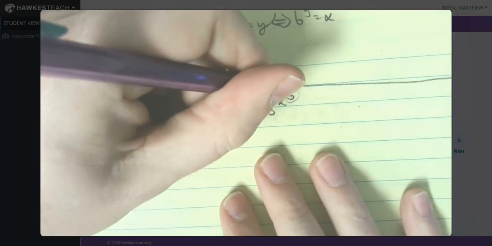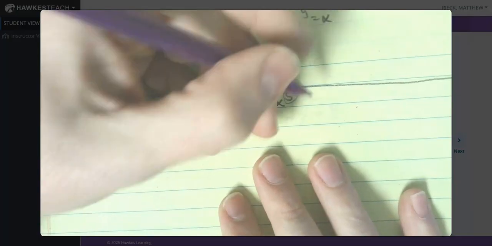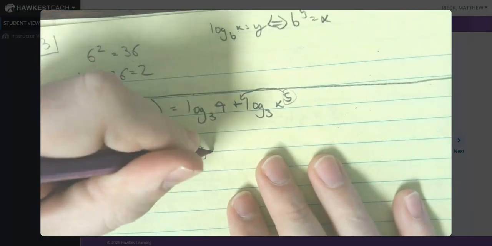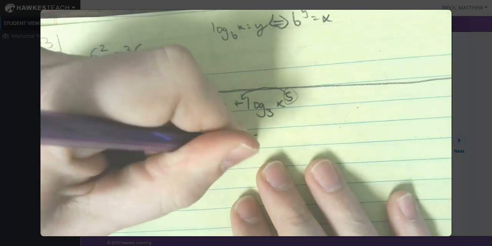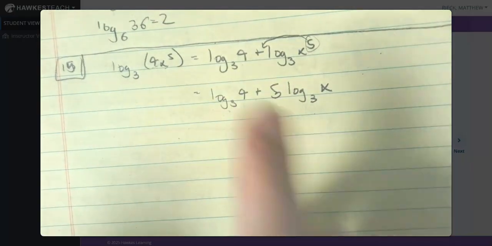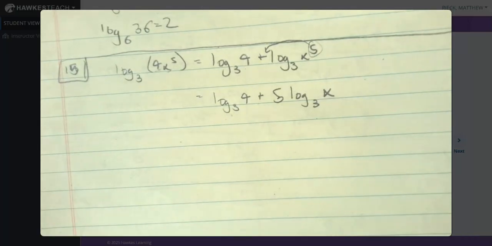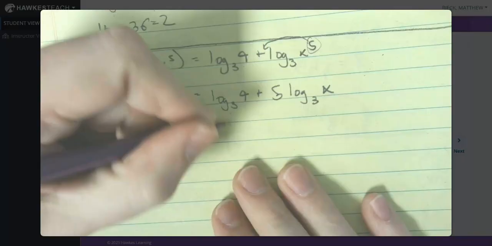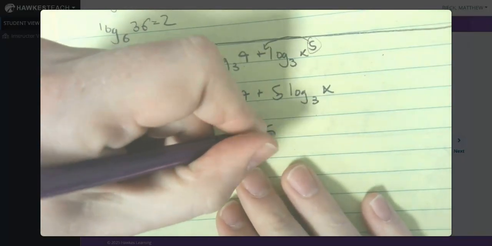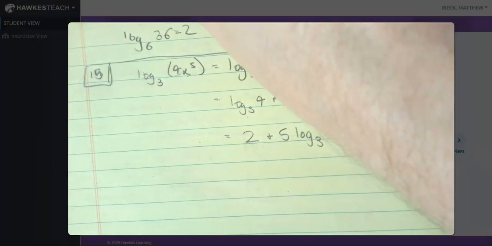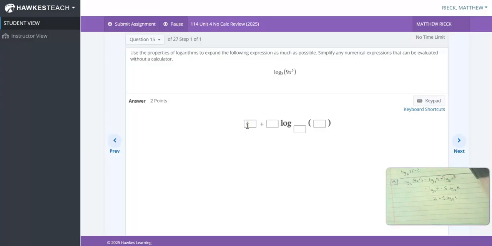So again, when we have an exponent inside my logarithm, I can bring the exponent out front. So you have log base 3 of 9 plus 5 log base 3 of x. The log base 3 of 9, again, that's asking what exponent I need to raise 3 to to get 9. So 9 is the same as 3 squared, so log base 3 of 9 is just going to be 2. So we just have 2 plus 5 log base 3 of x.